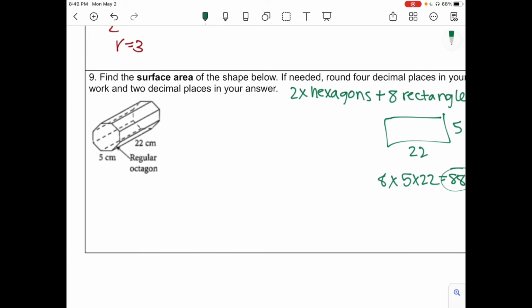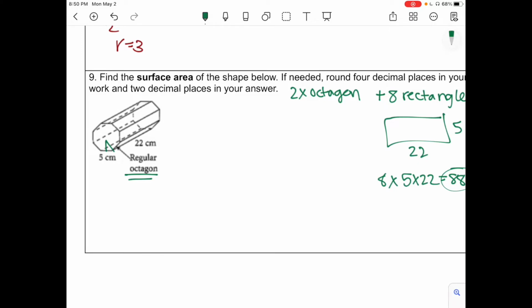So now I need those hexagons. That's a lie. Those were octagons. Sorry about that. We're always working with hexagons. So 2 octagons. So gotta pay attention to those directions there. So we need to find the area of the octagon. So I'm going to take out one of the triangles.